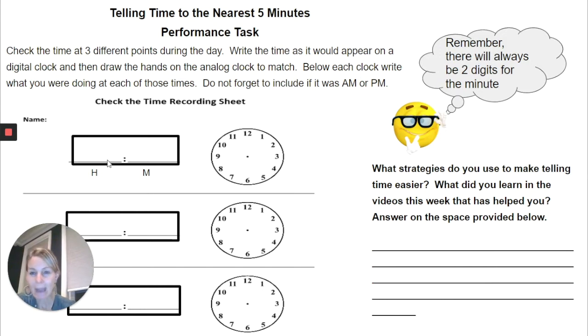So I have made this so that you can see where the digital clock is. And also I put a little clue that this is hours and this is minutes. And then there's a reminder up here. And remember, there will always be 2 digits for the minute. So if you're doing something at 3:05, remember that that would be 3 in the hour and then 05 for the minutes. And then as you're working, think about the strategies that you use to make telling time easier.